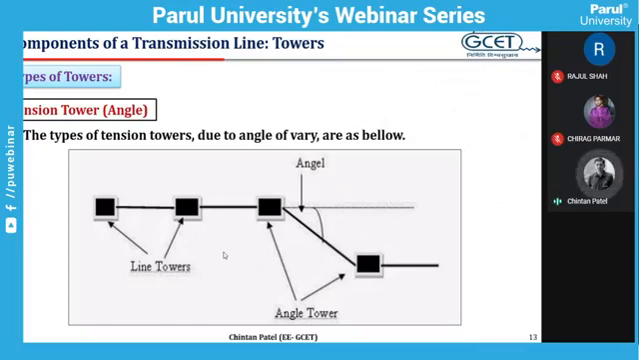In the photograph, you can see one transmission line is coming. It is changing the direction and going further. So these two towers, let's say tower number 1 and tower number 2, these two towers are the suspension tower, and tower number 3 and tower number 4, they are the either angle tower or tension tower.